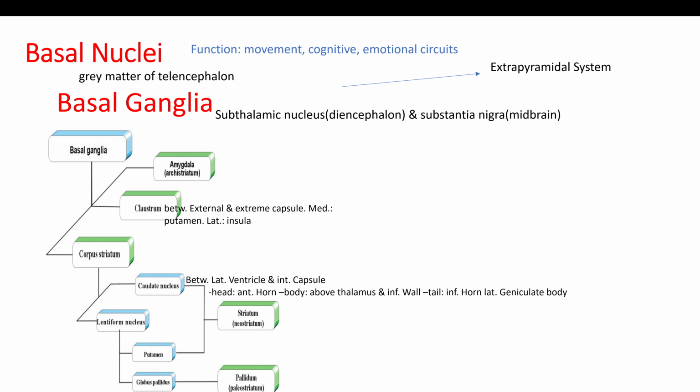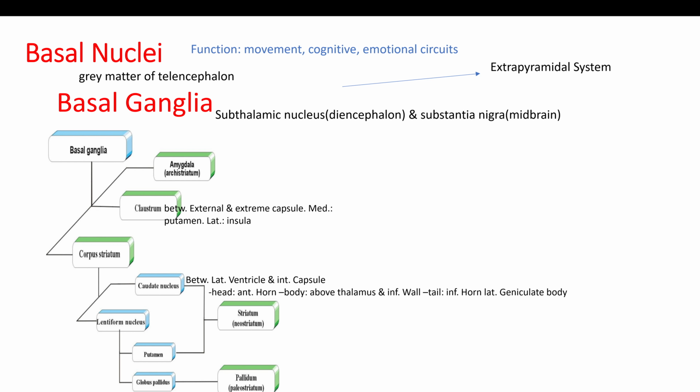The basal nuclei are arranged into the claustrum. It's gray matter between the external and extreme capsule. It is medially bordered by the putamen and laterally by the insula, and connected to the cortex.